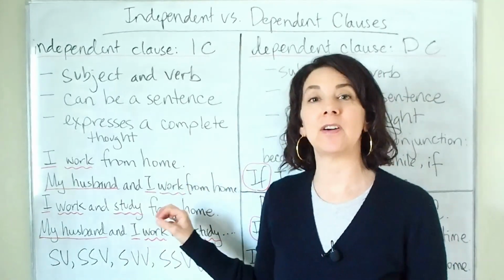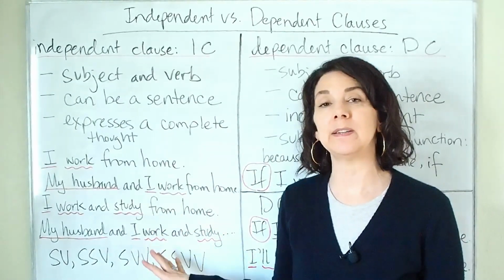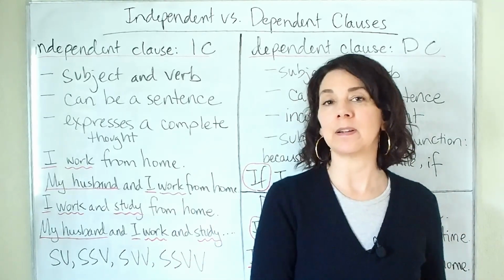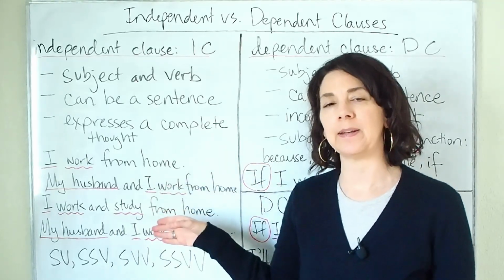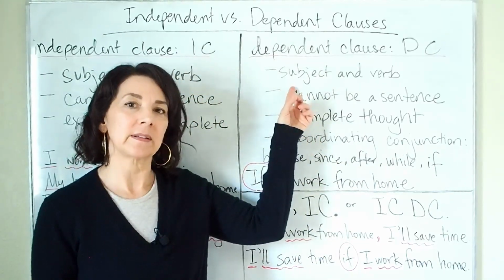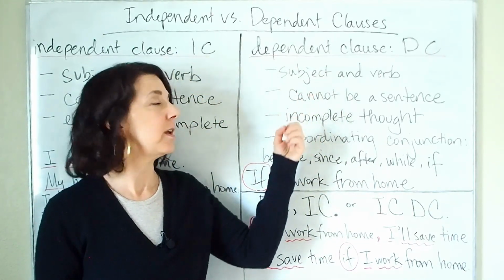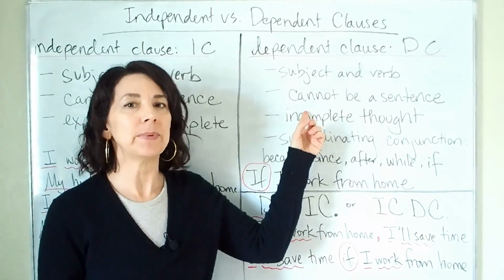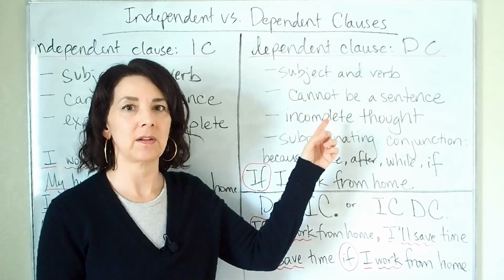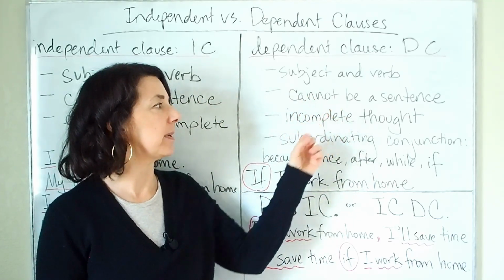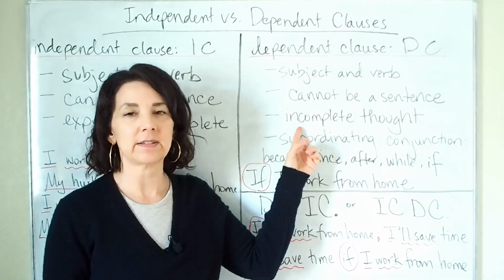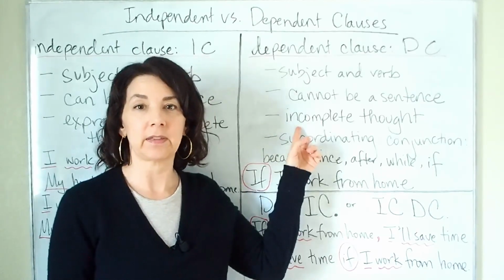And in the next video, I'll show you how to join two independent clauses with a conjunction. But let's move now to the dependent clause. What's the difference between an independent clause and a dependent clause? Well, a dependent clause also has a subject and verb because it's a clause, but it cannot be a sentence. And this is the big difference between an independent and dependent clause. A dependent clause cannot be a sentence because it does not express a complete thought. It is an incomplete thought.